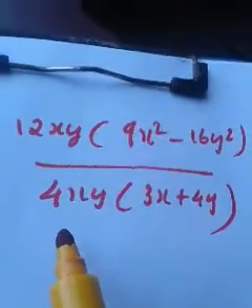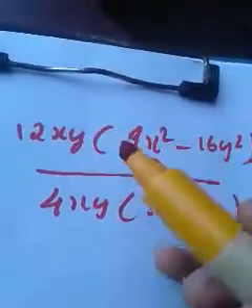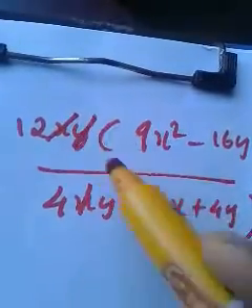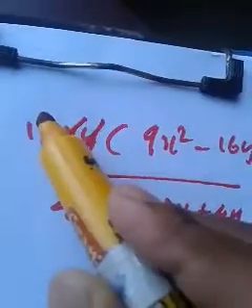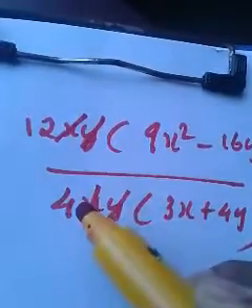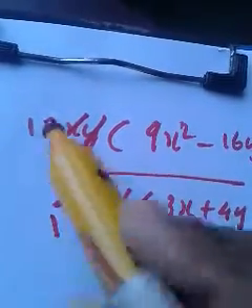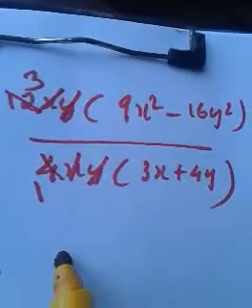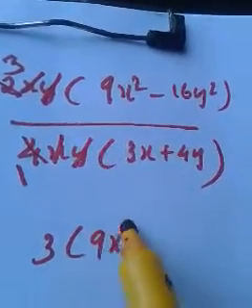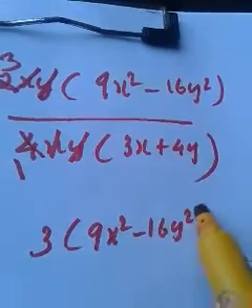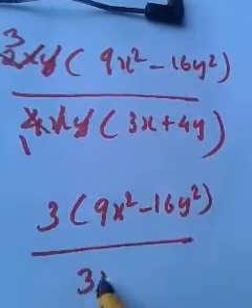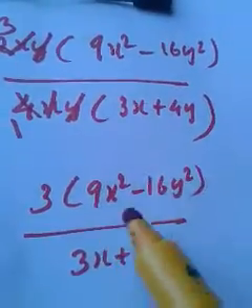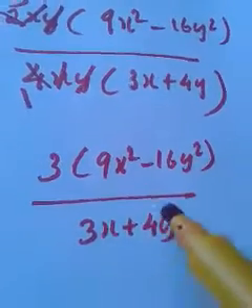You can directly cancel a few terms. You can cancel x and x, y and y, and you can cancel 12 and 4 by 4. In 4, how many 4s? 1. In 12, how many 4s? 3. So it becomes 3 into 9x square minus 16y square divided by 3x plus 4y. These are the remaining terms in that question.